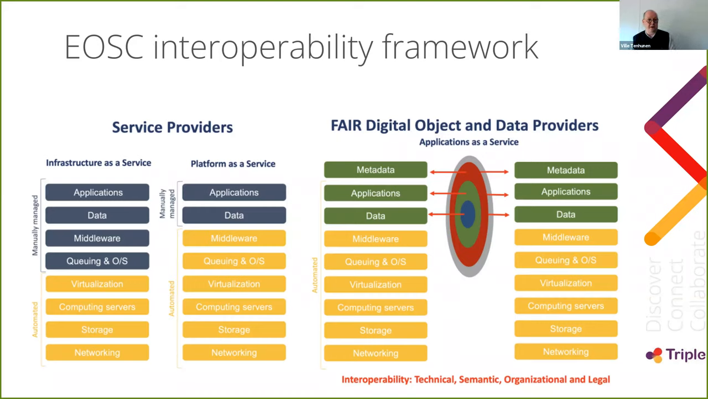And now these terms are differentiated by the level of automation. What parts of the stack are automated? In platforms, everything from the bottom to the middleware is automated, and only data and applications are manually managed. And in infrastructures, middleware and these queuing services are also manually handled.